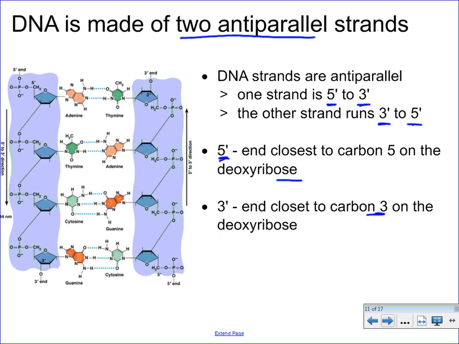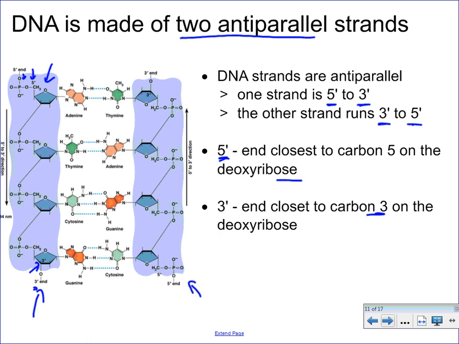So basically what that means is if we look at the one strand on the left, at the very end of the molecule is going to be a free phosphate group. And that phosphate group is attached to carbon number 5. At the other end of the molecule is going to be a free hydroxyl group on carbon number 3. And so that gets referred to as the 3' end. So one strand will start with the phosphate group at one end and will end with the hydroxyl group at the other end.